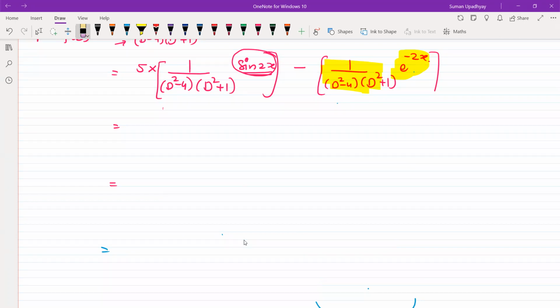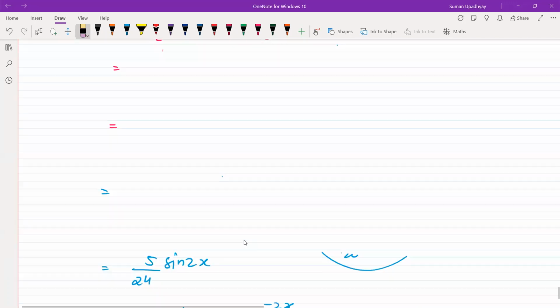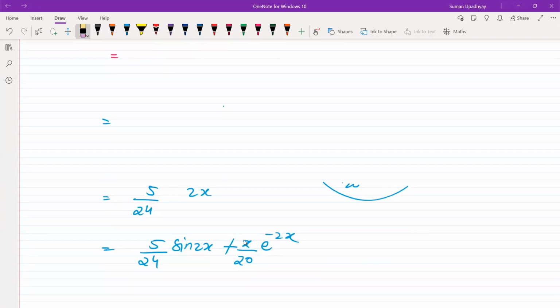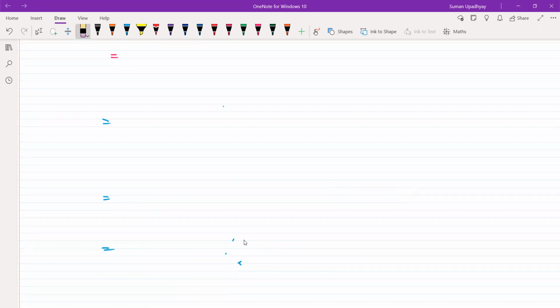What is the formula of particular integral? Tell me quickly. What is the formula of particular integral? 1 upon f of d into x. Okay, 1 upon f of, sorry, d into x. Okay. So what did we do then?